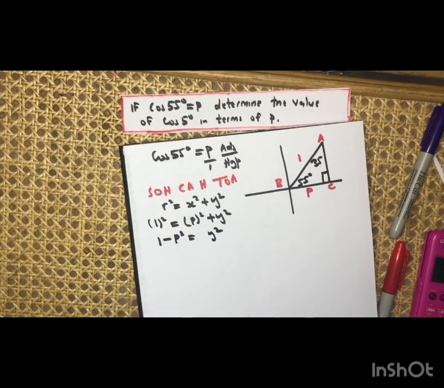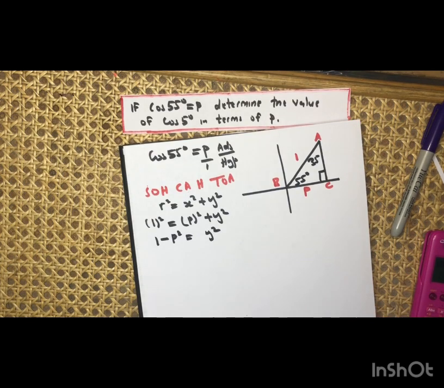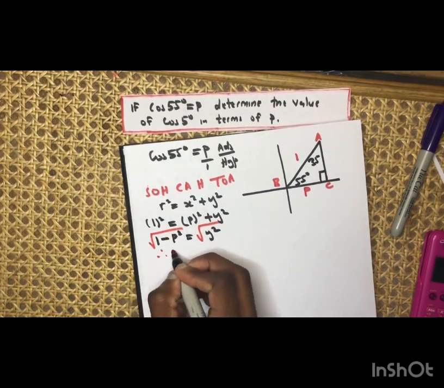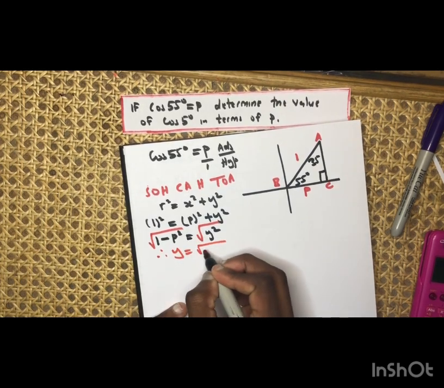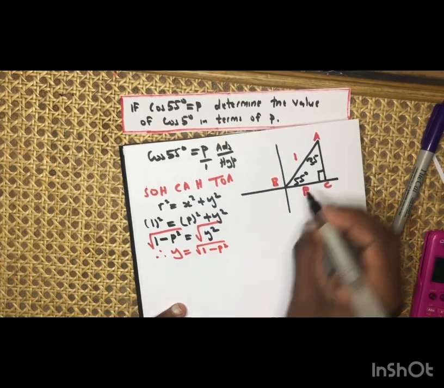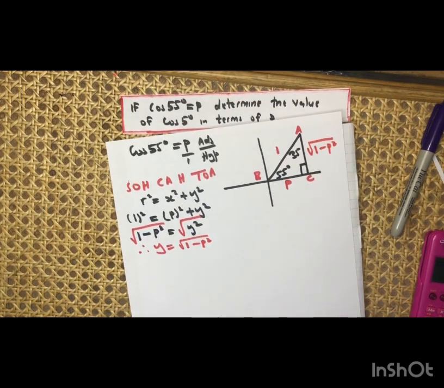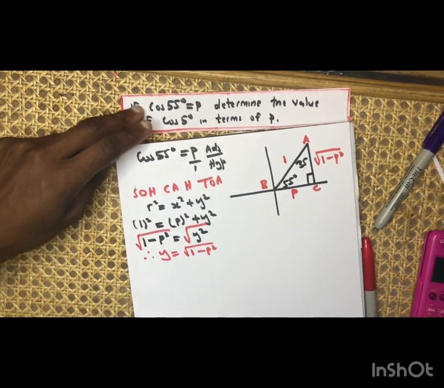So what's the next step, guys? We introduce the square root on both sides. So we know that your y is going to be the square root of 1 minus p squared. So here we have the square root of 1 minus p squared. Now let's try to answer the question. We're looking for cos 5.